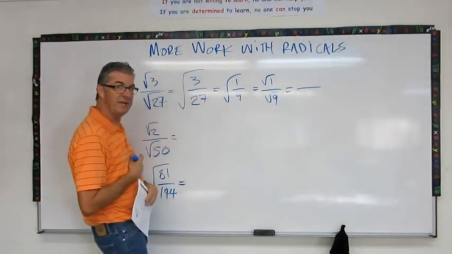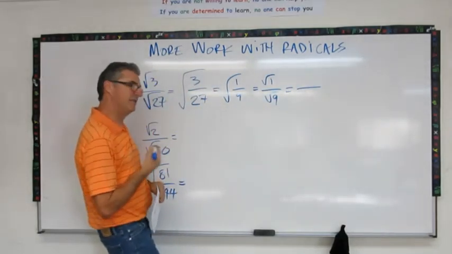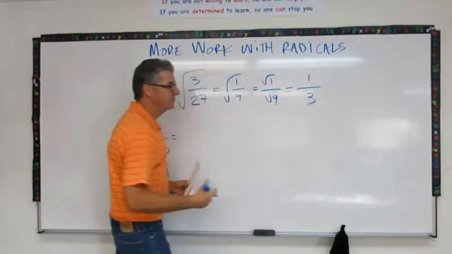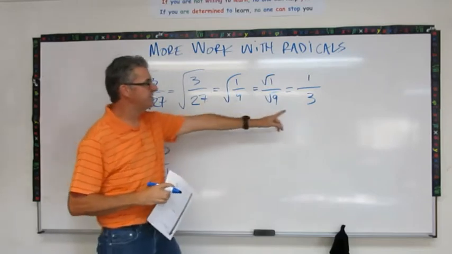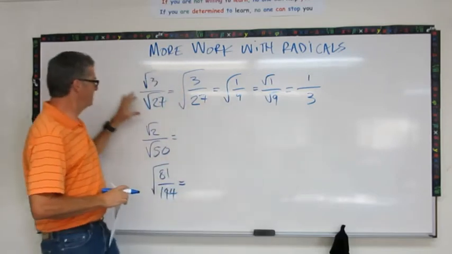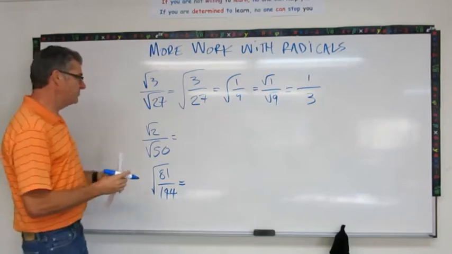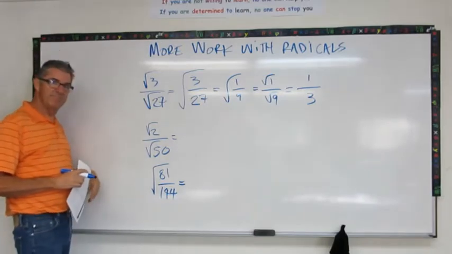What do you think that's going to be? What's root 1? That's just 1. What's root 9? That's 3. So some of these problems will get you all the way down to something super simple at the end. This looked much more complicated. We got down to just 1/3. Let's try this one. Give it a shot.